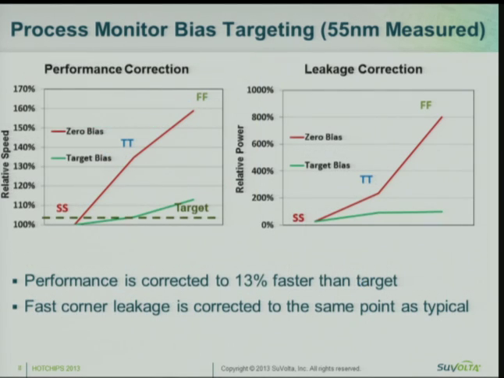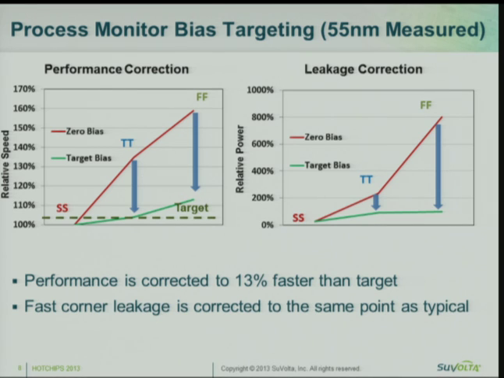That's what you expect. And when we look at the results on a ring oscillator circuit, which is what we're targeting, we see the performance correction and the leakage correction. In this case, the uncorrected performance is in the left chart in the red line. The uncorrected leakage is on the right chart in the red line. When we apply the bias, we can pull in the fast corner performance to within 13% of the target, and we can pull in the fast corner leakage to TT, which is a pretty nice improvement.